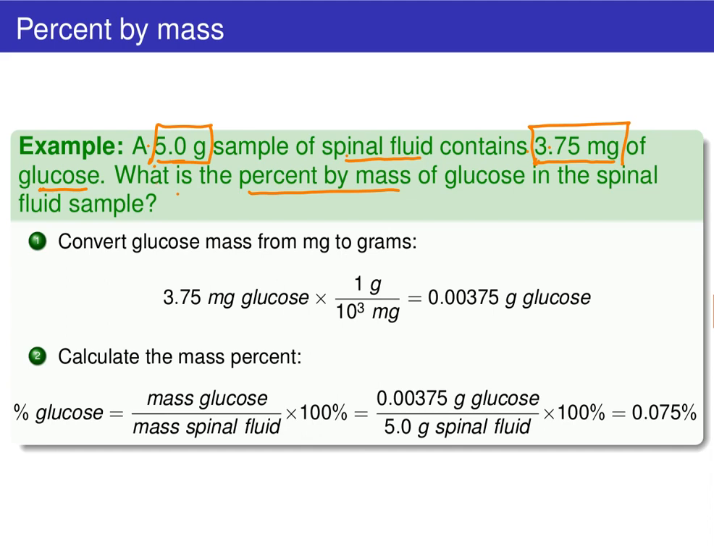So I'm going to take that 3.75 milligrams of glucose, carry out our unit conversion, convert it into grams, and arrive at our 0.00375 grams of glucose. Now, once we're in the same mass units, we can plug those mass values directly into the mass percent equation and take the value from the problem directly, 5 grams of spinal fluid on the bottom, our grams of glucose up top. Take that ratio, multiply by 100, and we arrive at our final answer of 0.075%.